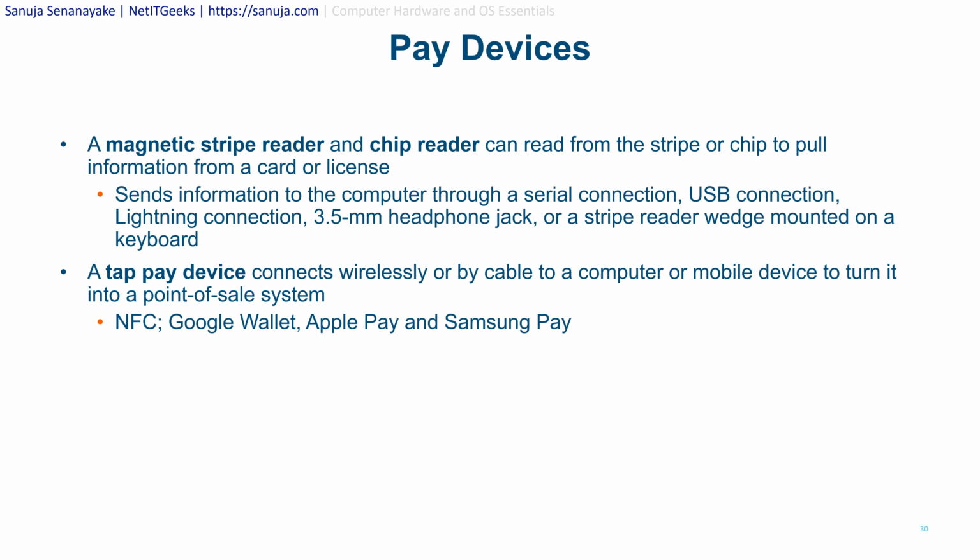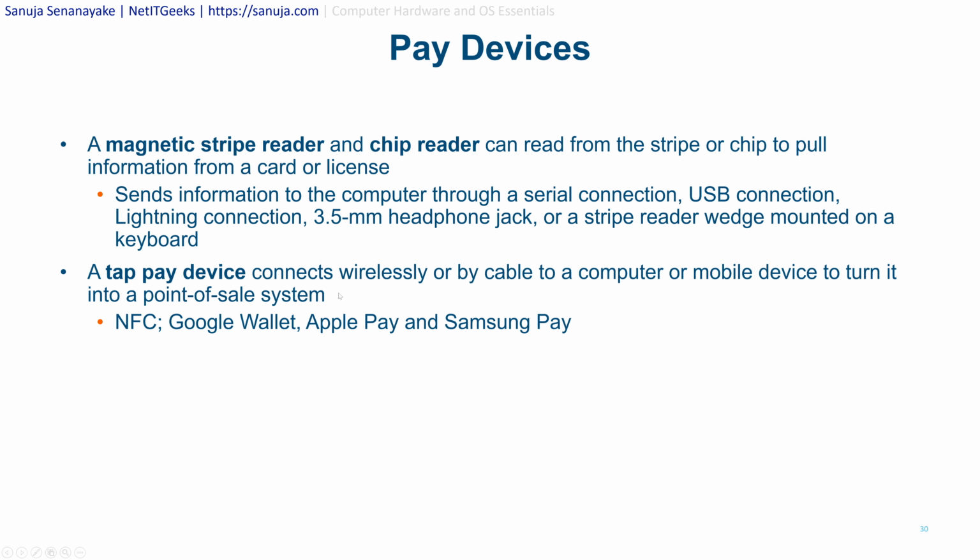Pay devices. A magnetic stripe reader and chip reader can be used to read from a stripe or chip to pull information from credit cards, debit cards and licenses, for example. It basically sends information to the computer through a serial connection, USB connection, lightning connection, even a 3.5mm headphone jack, or a stripe reader wedge mounted on a keyboard. So you can actually use a headphone jack to connect a magnetic stripe reader or a chip reader.